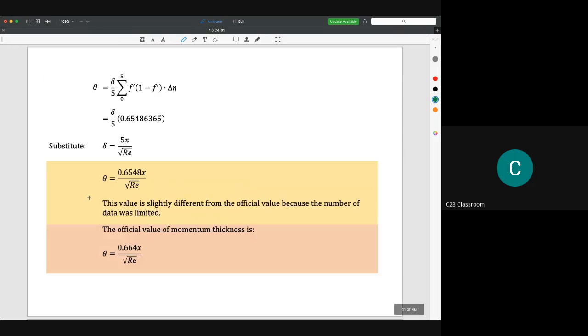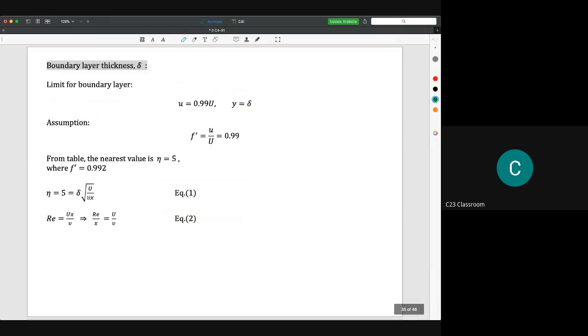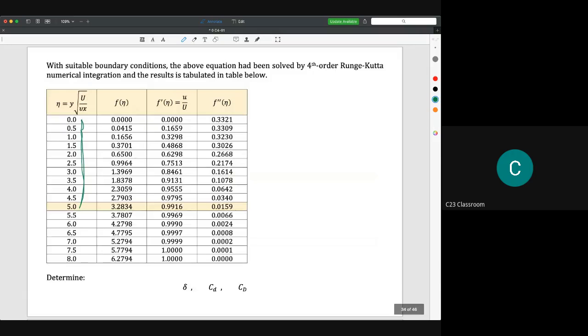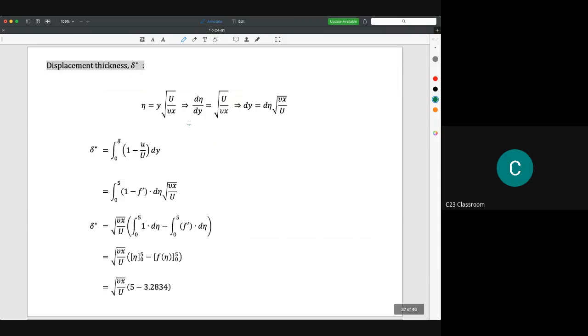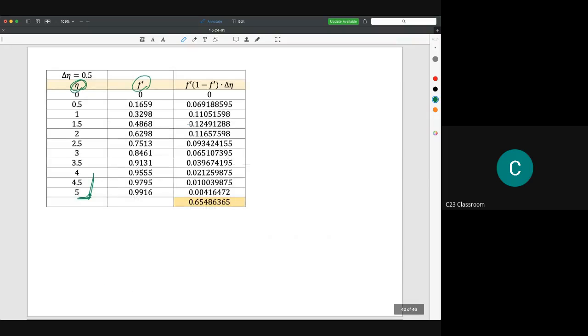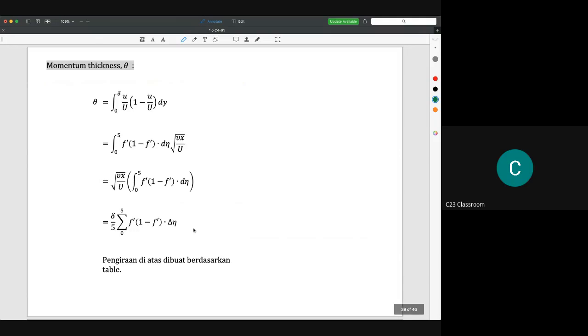So we can have 0.1659. If we see here, we have f prime, so the 0.1659 until 0.991716. So we take all this data and then we put it in this table. Okay, so we have this one. And then we could solve the equation here based on the meaning of this equation.